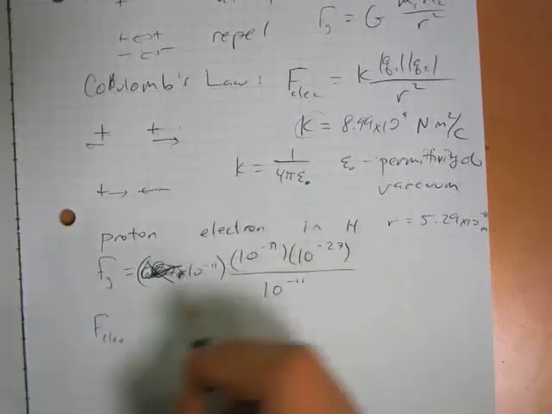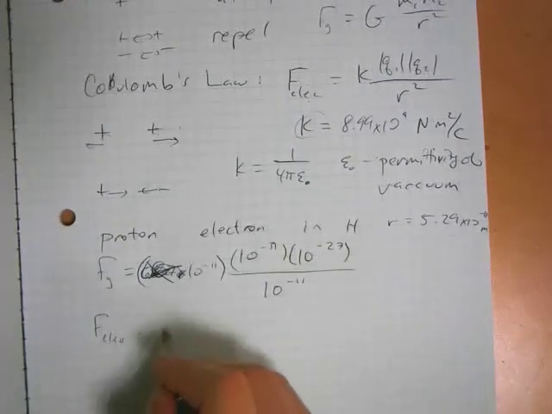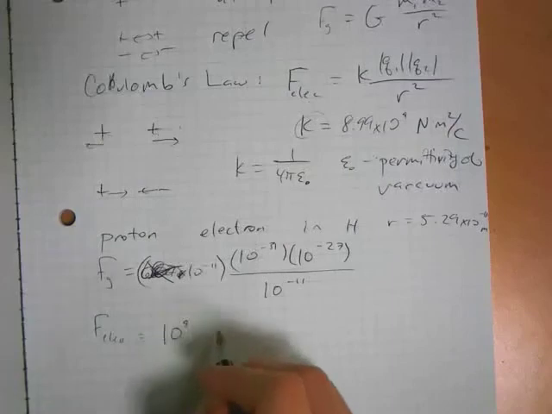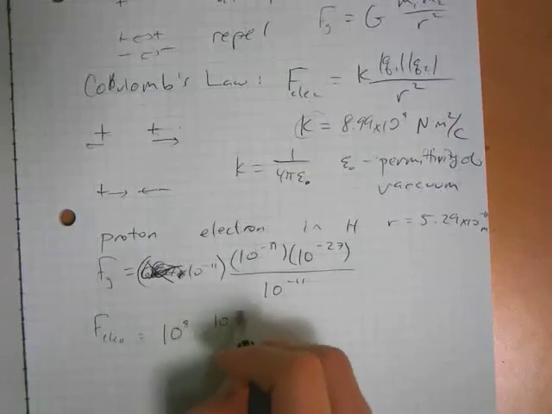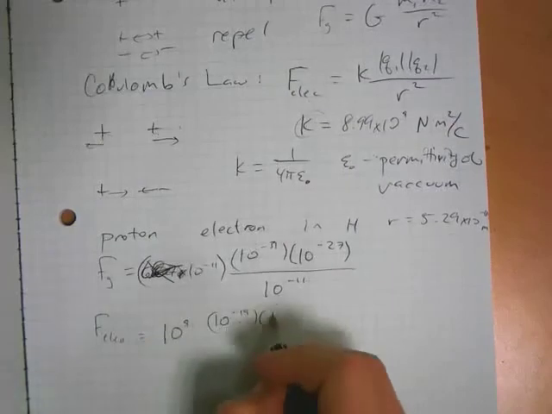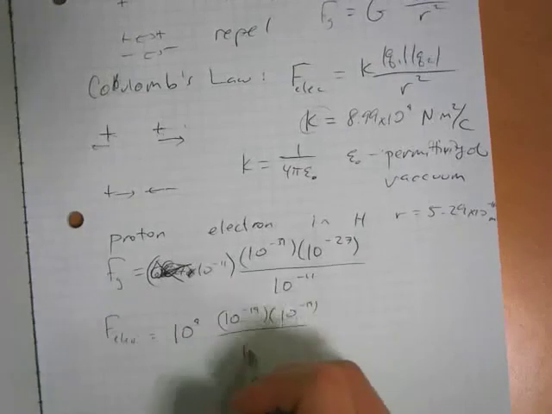The electric force between them, we've got a 10 to the 9th on K, the charge of each of them is 10 to the minus 19th, and the distance between them is still 10 to the minus 11th.